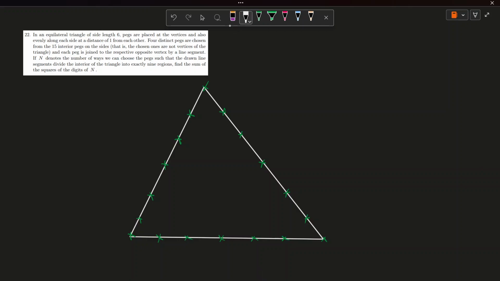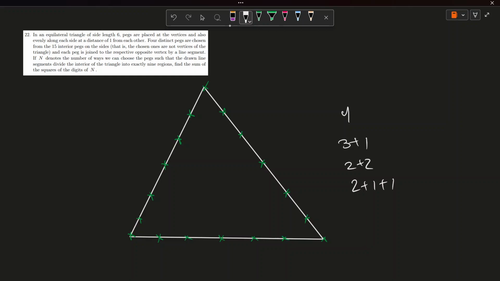4 distinct pegs. So how can we choose 4 distinct pegs? Either all 4 of them could be on the same side. So let us write that as 4. Or suppose we choose 3 from one side and one other peg from some other side. So 3 plus 1. Or we can choose 2 from one side and 2 from the second side. So 2 plus 2. Or we can choose 2 plus 1 plus 1, which basically means choose 2 pegs from one side and 1 from each of the other sides. Yeah, this is the total number of ways of choosing 4 pegs.